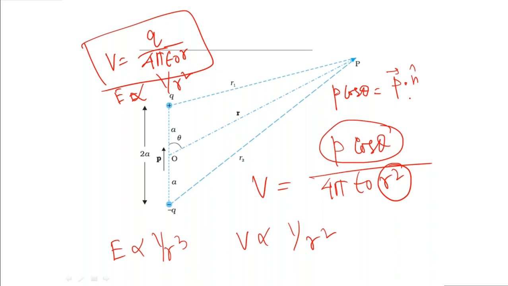Do you understand this? Nikhil, Priyadarshini, do you understand this? P cos theta I can write as p dot n cap. Do you understand this? Or shall I repeat?